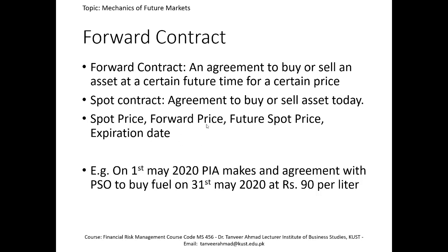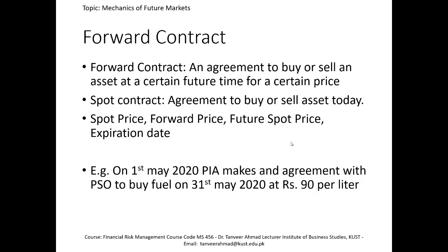Next, forward price. Forward price is the price that is mentioned on the contract or on the forward contract, or the price on which both parties have agreed. So in this example, rupees 90 per liter is forward price. Both the parties have agreed to buy or sell the underlying asset at this specific price. So this is forward price, the price both parties have agreed on.